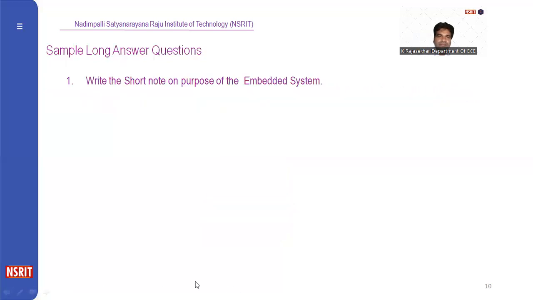So from this, a long version question is: write a short note on the purpose of the embedded system. The entire embedded system purpose can be classified into, first one, data collection, storage, and representation.